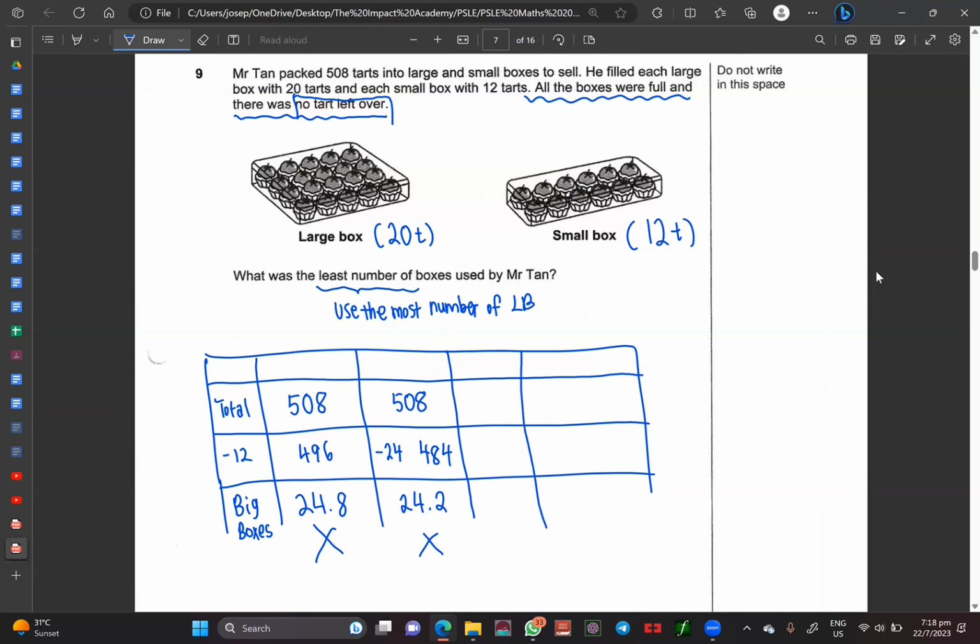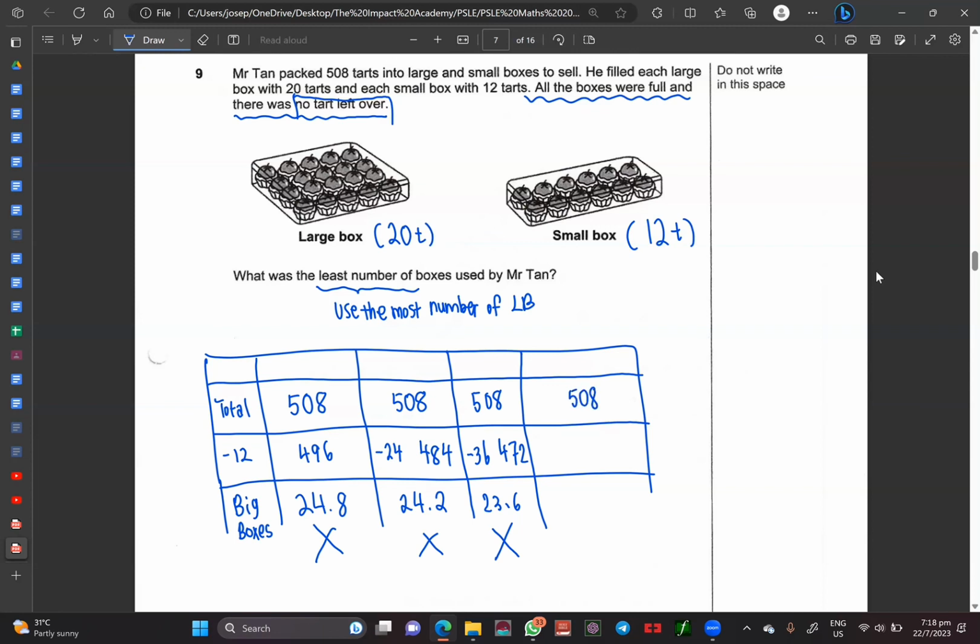Try another one. 508. Two small boxes also cannot, one small box also cannot. So try three small boxes. That gives me minus 36. So 508 minus 36, we get to 472. And then we divide by 20. We also don't get a very nice number. 508. Try the fourth one.